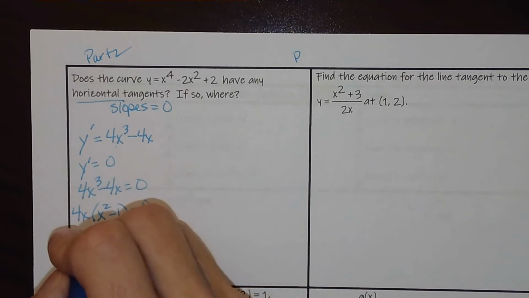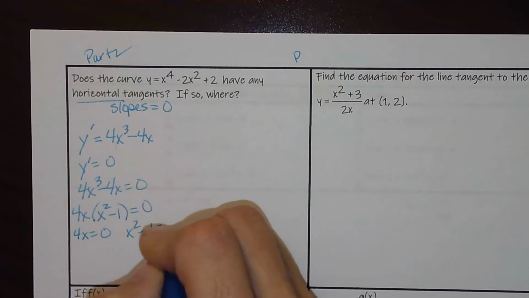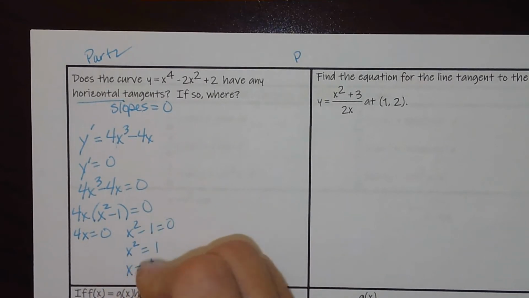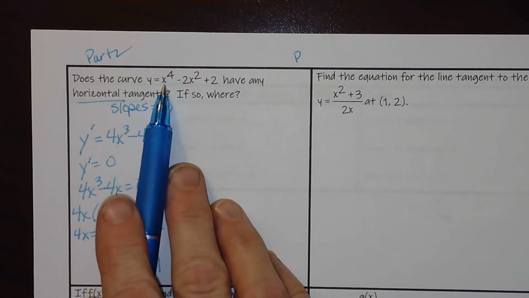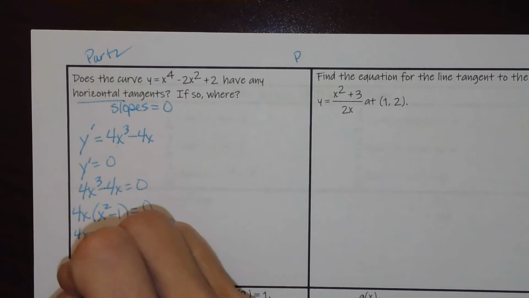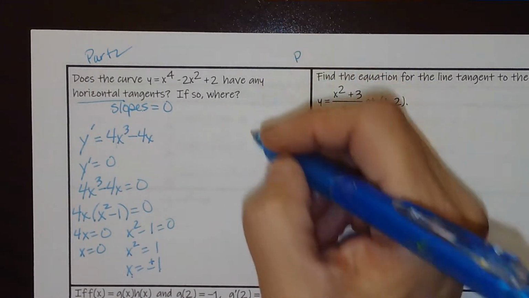And I will set each factor equal to 0 and solve each. So this function, this fourth degree function, does have horizontal tangents. And so those are going to occur at x equals 0 and x equals plus or minus 1. Okay, so what does that really tell us?